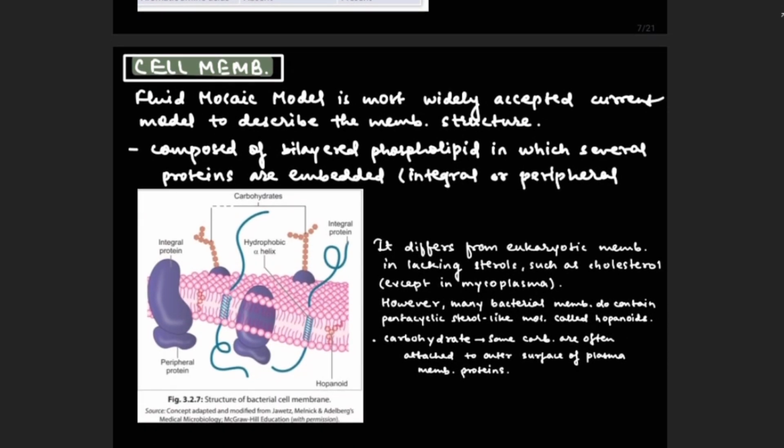Now next topic is cell membrane. As we know, the fluid mosaic model is the most widely accepted model which describes the cell membrane structure. It is composed of a bilayered phospholipid in which several proteins are embedded, integral as well as peripheral proteins. Here, as you can see, this is an integral protein and these are peripheral proteins. It differs from the eukaryotic membrane in lacking sterols such as cholesterol, except in mycoplasma. However, many bacterial membranes do contain pentacyclic sterol-like molecules known as hopanoids.